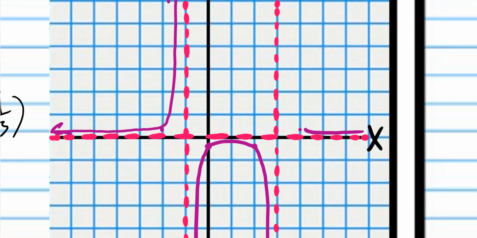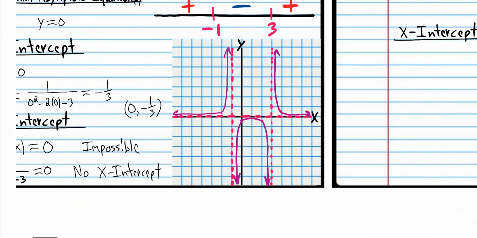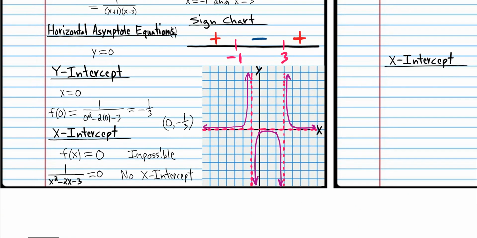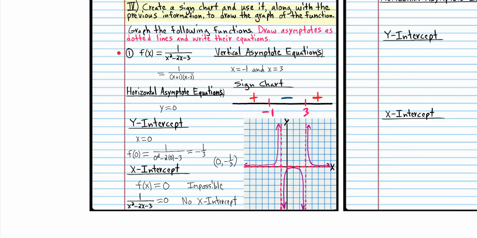So then we connect the dots. We know that the graph is going to be approaching the asymptotes, most likely, and it turns out that that's what the graph looks like. Now you can find more points just to be absolutely sure that your graph is correct, but in most cases, again, the graph is going to be approaching the asymptote in most of the regions. So there you go.